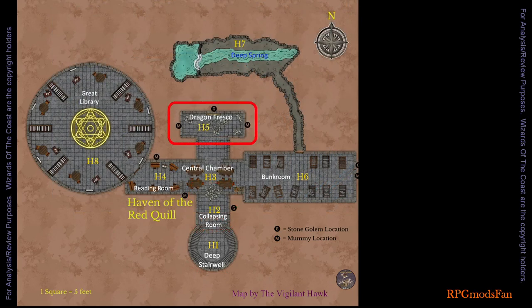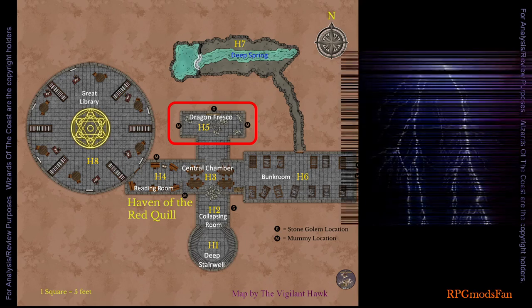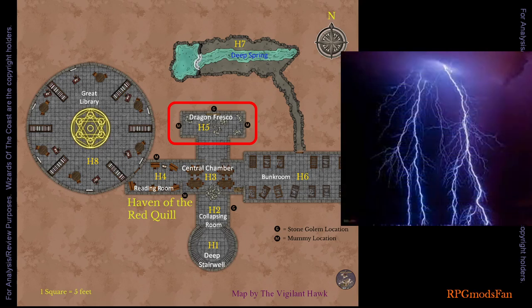The back wall of chamber number H5 is a stone fresco that depicts several human, elf, and dwarf wizards battling a black dragon. One of the wizards in the fresco is holding a removable iron wand. Removing the wand triggers a chain lightning spell that targets the character attempting to remove the wand, and anyone within melee range of that character.